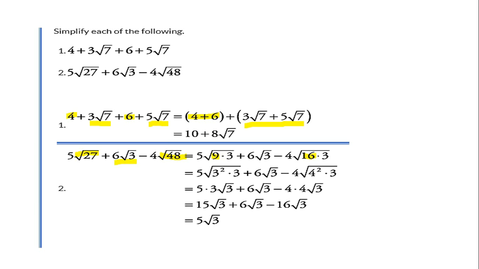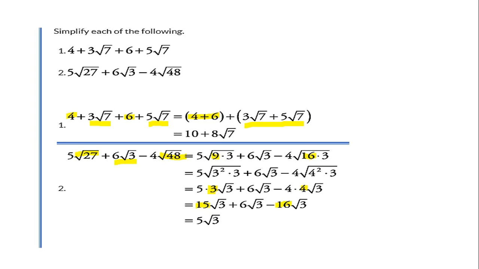Okay, simplify. 9 is 3 squared. As you know, the square will be cancelled with the radical. So the 3 will go out here. 3 squared is 9, square root of 9 is 3. And the 3 only will be inside the root. 6 radical 3 will be written as it is. And there, radical 16 is 4. Multiply the numbers which are outside the root: 5 times 3 is 15, and 4 times 4 is 16.